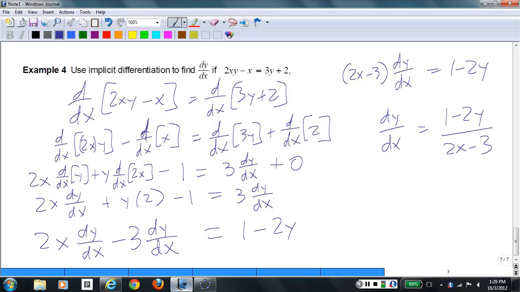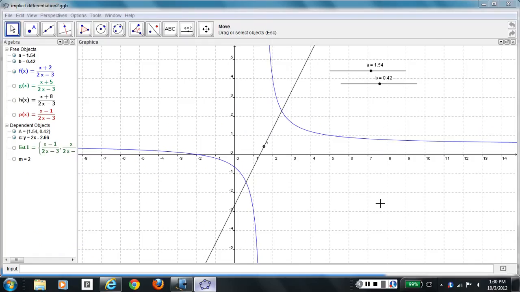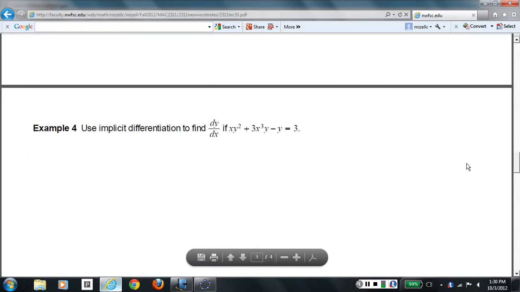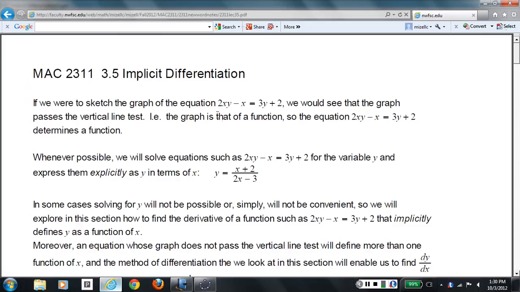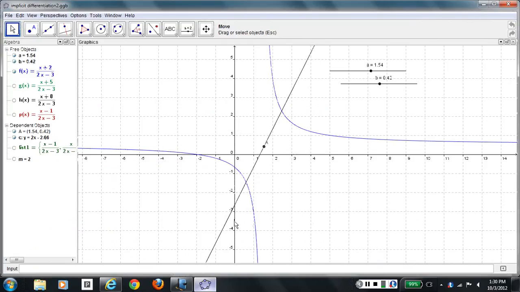So if we could find a point on this graph, we could substitute the coordinates into 1 minus 2y over 2x minus 3, and it would give us the slope of the tangent line. All right, so this is the graph. It actually did define a function. We didn't go to the trouble of finding it, but it turns out that if you take this equation and solve it for y in terms of x, you get y equals x plus 2 over 2x minus 3. So it does define a function, and the graph looks like that.